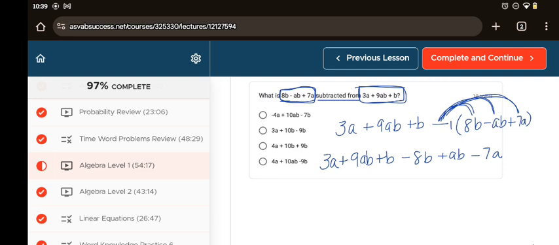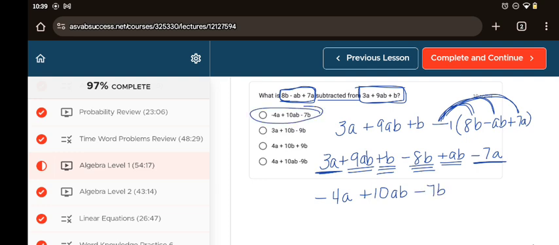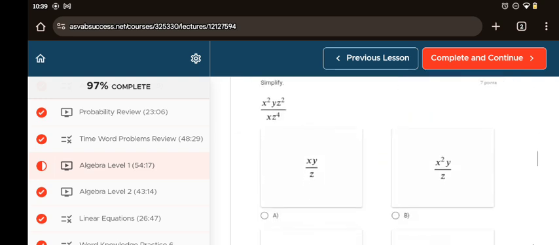So now that we have that together, we can combine like terms. So 3a mixes together with negative 7a. So 3 minus 7, negative 4a. Then we have positive 9ab, which mixes together with positive ab. So 9 plus 1, positive 10ab. And then finally, positive b minus 8b. 1 minus 8 gives me negative 7b. So the answer here is negative 4a plus 10ab minus 7b. And there we are. Our answer is A. Okay, I hope this is making sense. Let's go ahead and take a look at the next one.